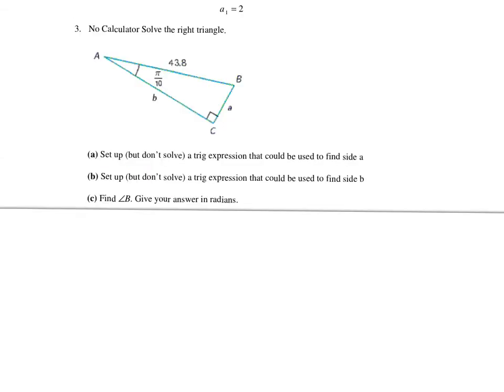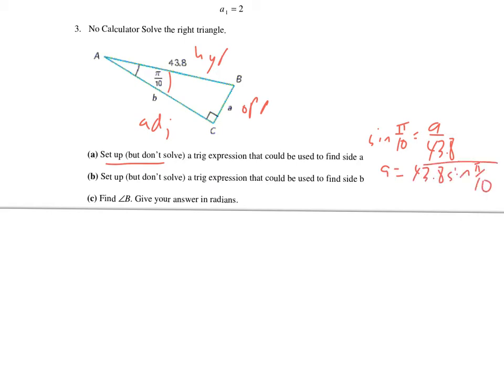All right, next up here, we're going to solve the triangle, except we're just going to set it up, so we're going to put what we would put in the calculator. Since I know this angle is pi over 10, this side is the opposite, that's the adjacent, and that's the hypotenuse. To find side A, I would use sine of pi over 10 equals A over 43.8. If I multiply the 43.8 over, A equals 43.8 times sine of pi over 10. So that's for part A. For part B, I'll let you guys try that one.